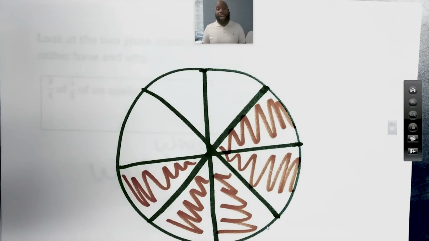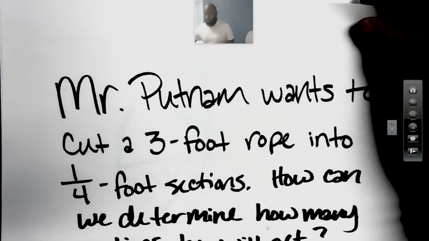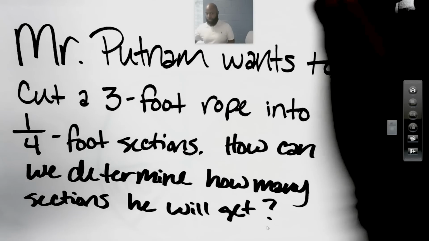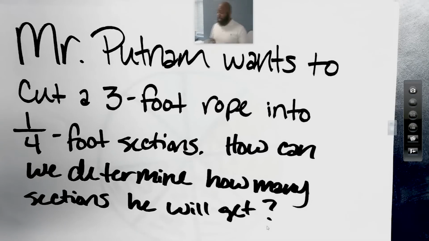All right, so let's review how we divide a whole number by a unit fraction. We may need a model to fully understand what the problem is asking. So here's our problem. Mr. Putnam wants to cut a 3-foot rope into 1/4 foot sections. How can we determine how many sections he will get? I'm gonna give you a second and I want you to solve it.